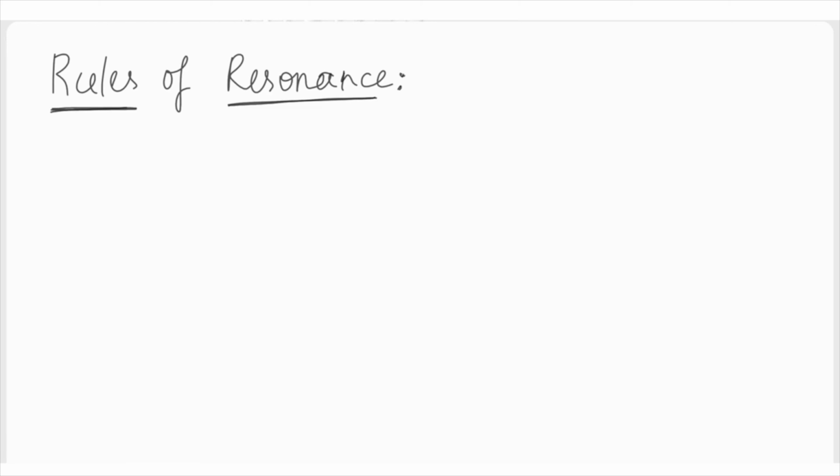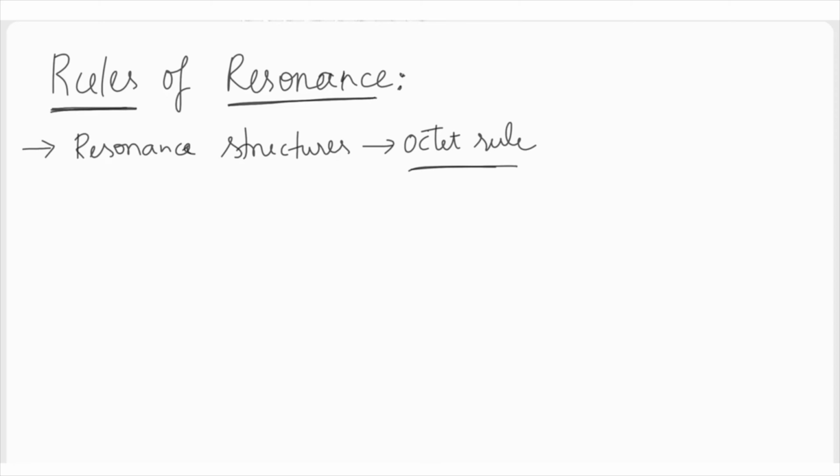Why do you have to know the rules of resonance? If you have to write resonance structures, we need to know if those resonance structures are valid or not. These resonance structures are valid only if they follow the octet rule. The resonance structures or Lewis forms that you write should follow the octet rule.